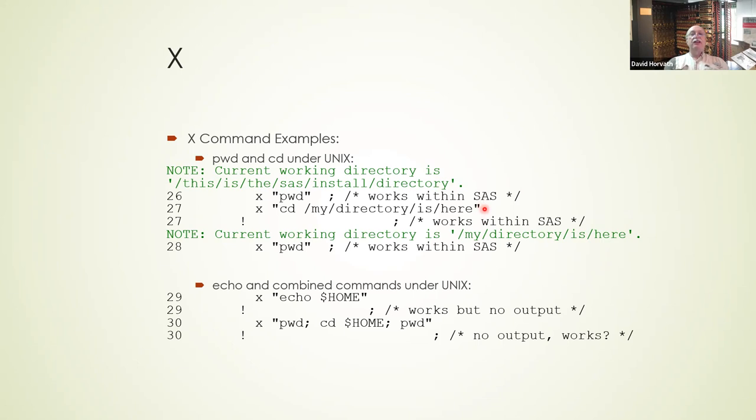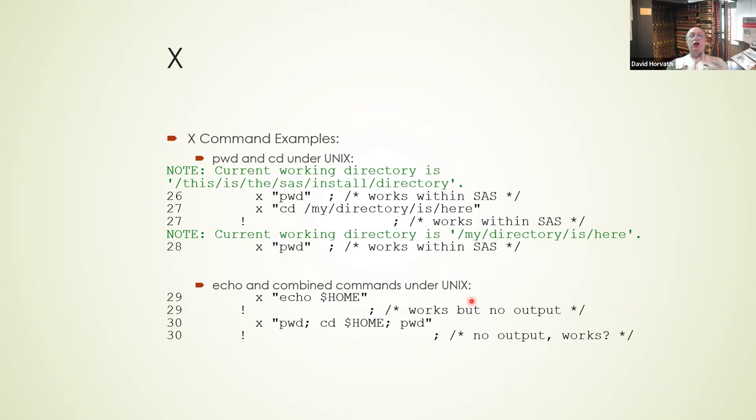When you do a CD, it just does it. It doesn't tell you. It doesn't say, did this work or not? It just happens. Yeah, and then it actually did work. If I execute another PWD, it'll tell me that, but again, in the log on line 27, it's not telling me whether this command worked or not.